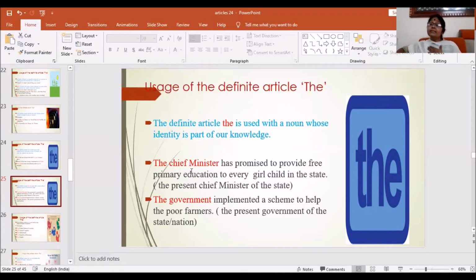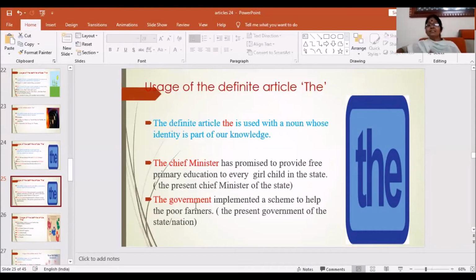When the identity is a part of our knowledge, then also we use our article the. For example, the chief minister has promised to provide free primary education to every girl child in the state. Now, when I mention this, I am meaning our present chief minister, that is KCR, right? So it is known, right?